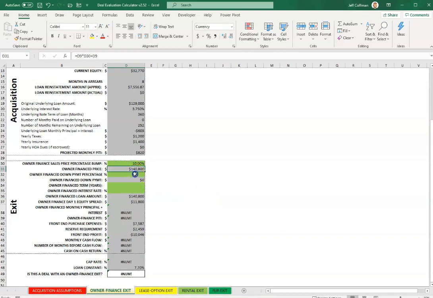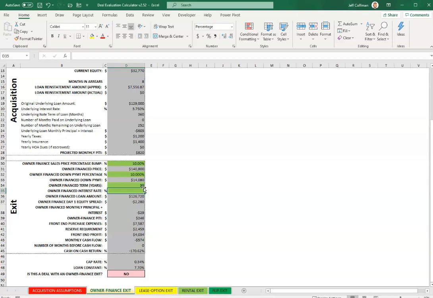I'm also going to require a down payment, and you can work these numbers any way you choose. I start at 10% on this. So I know that if I start at 10%, it's 10% of my sales price. So I'm going to be receiving an upfront payment from the new buyer of $14,080. Owner finance term. How long am I going to owner finance this property to that buyer? And this is in years. I'm going to choose a 30-year term.